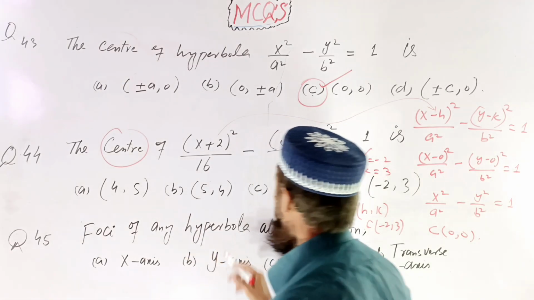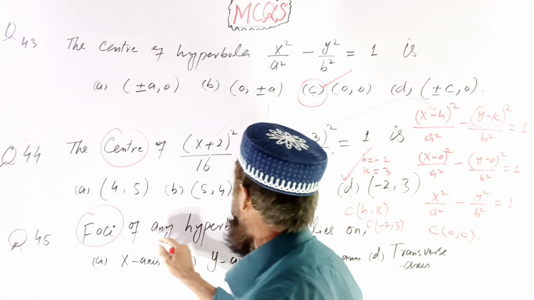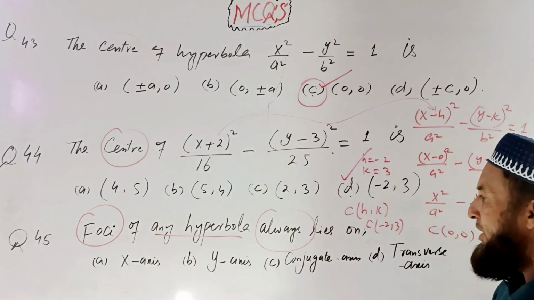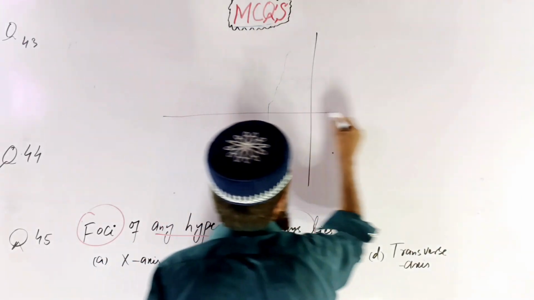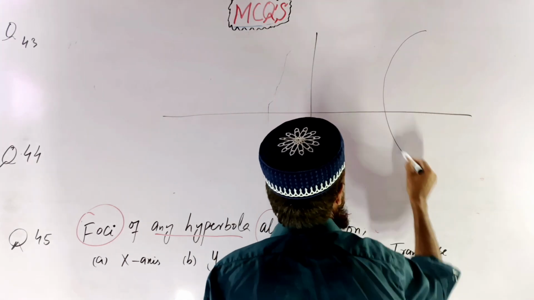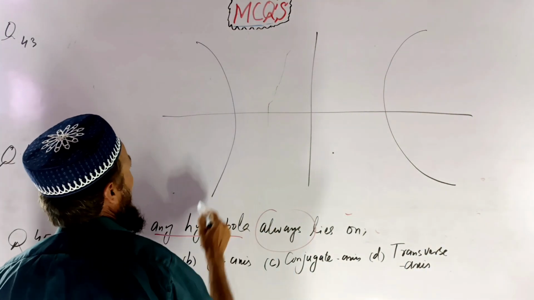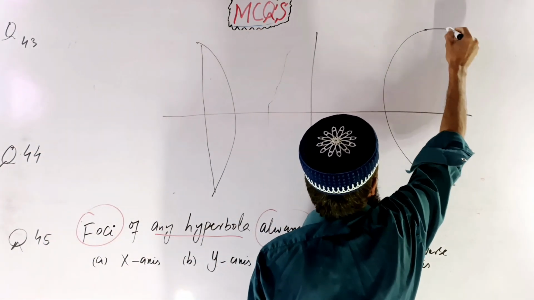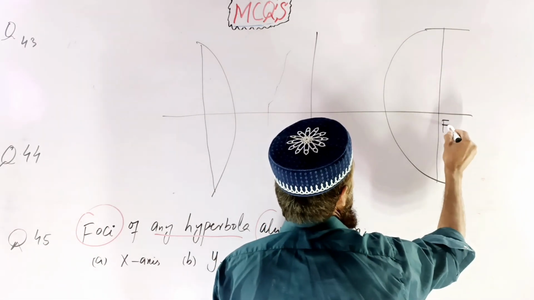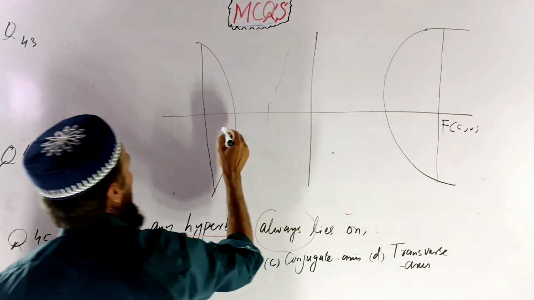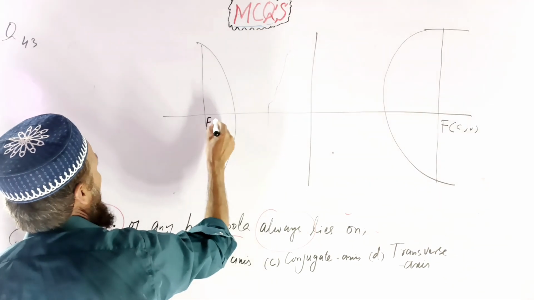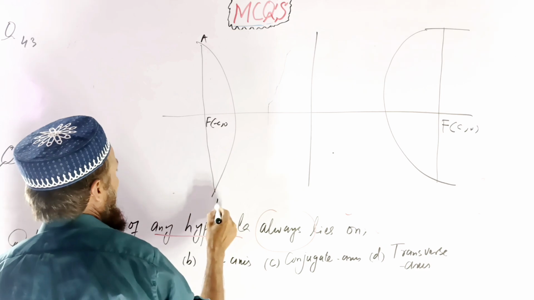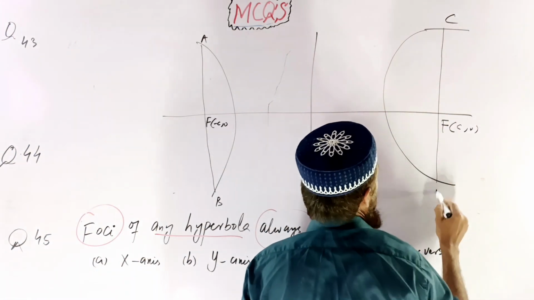Foci of any hyperbola always lie on the transverse axis. This is the plane, and here this one is the hyperbola. Any two points, and there are also any two points. This one is the foci, C and 0, and here is the foci minus C and 0. Here these are the points A and B and C and D.